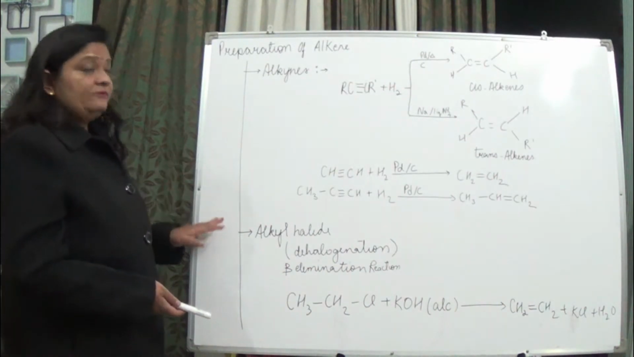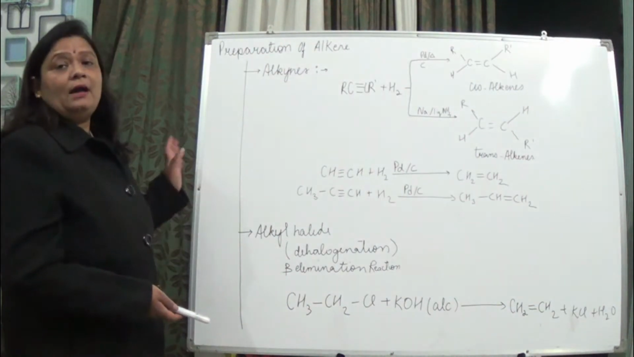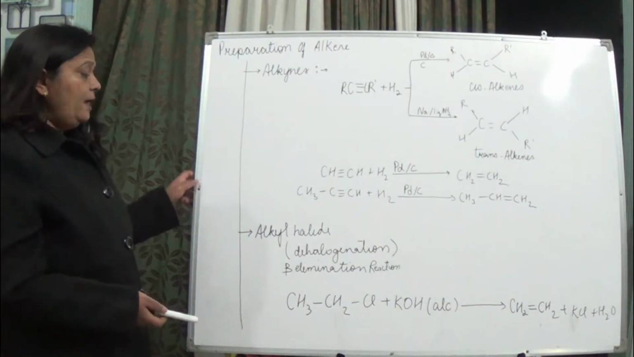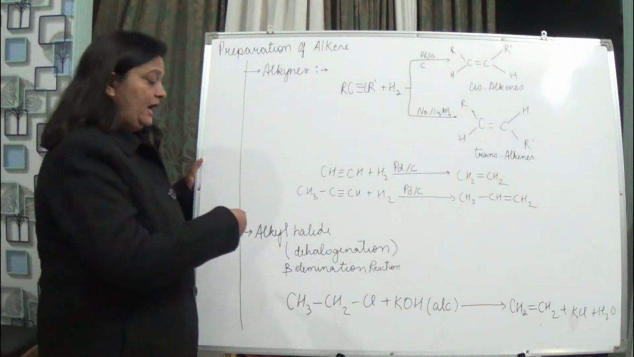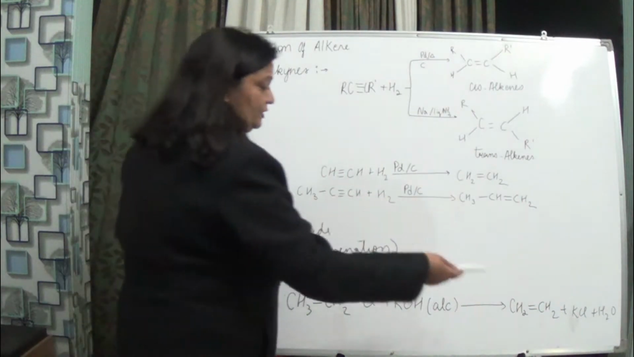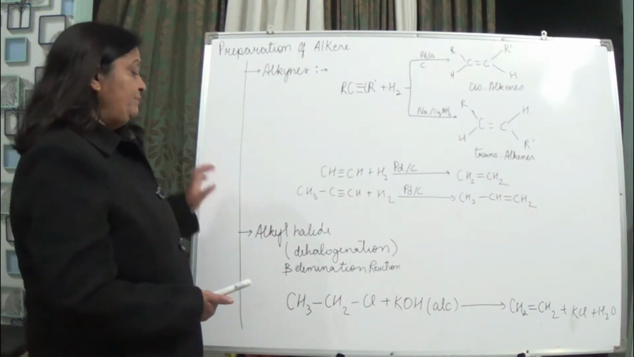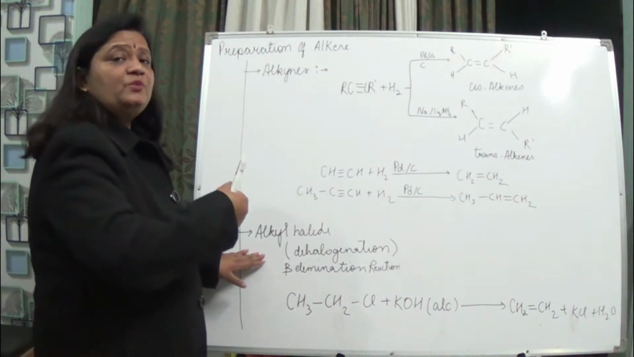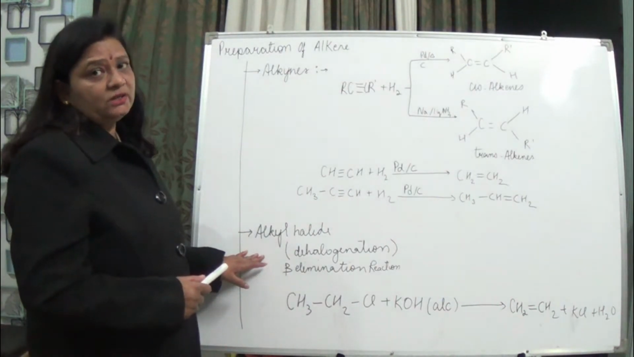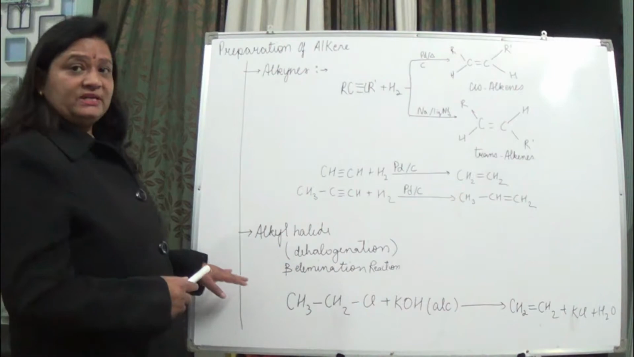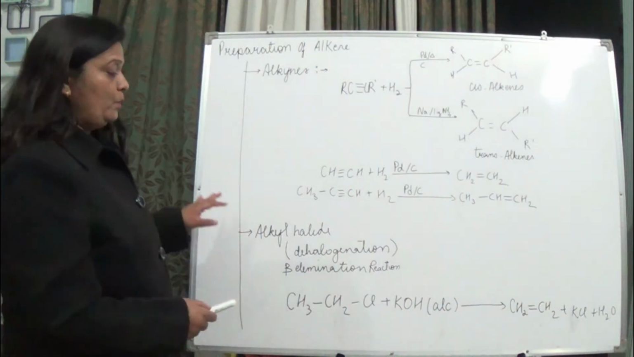Now coming to how we get it from alkyl halides. These alkenes can be prepared from alkyl halides. Here, what happens is that one molecule of hydrogen halide is removed, and as a result an alkene is formed. Since the halogen is being removed, it is known as a dehydrohalogenation reaction, and it is also known as a beta elimination reaction. How? See, listen.